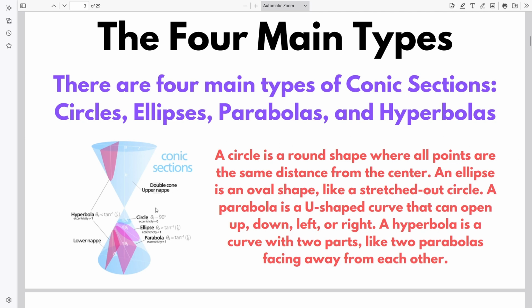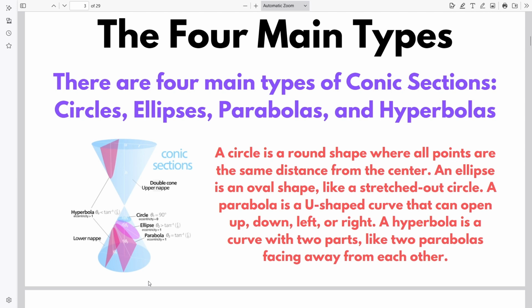Now, this image shows a bunch of complex stuff you don't need to know. If you have a double cone and go perfectly perpendicular to it, you get a circle. Tilt it a little, and you get an ellipse. In a parabola, the plane is exactly parallel to the edge. In a hyperbola, it's so steep that it enters the second cone, causing those two parabola-like shapes. The upper and lower part just refers to the cones, and you don't really need to worry about that.